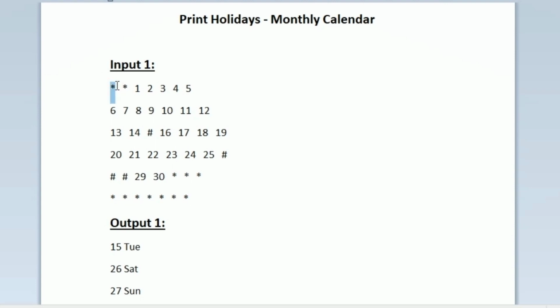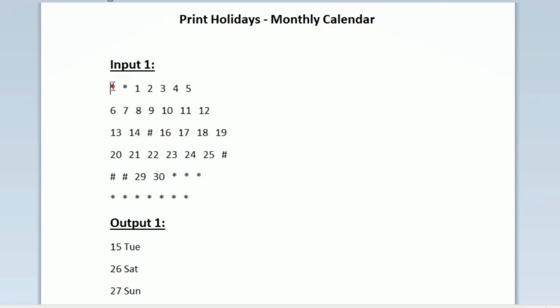For example, the character asterisk represents an empty space in the calendar, the numbers 1, 2, 3 represent the day in the month, and the hash symbol represents the holidays in the month. Our task is to print the holiday dates as well as the name of the day. In this given calendar month we have around 4 hash symbols, so we have to print the 4 holiday dates as our output.